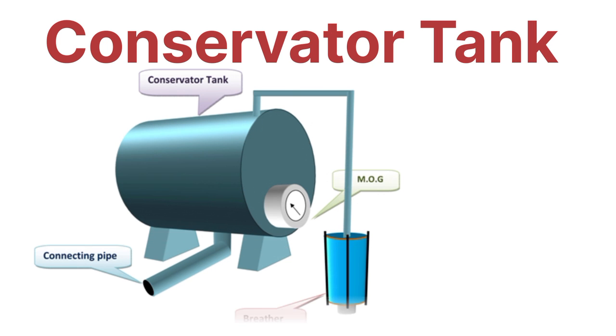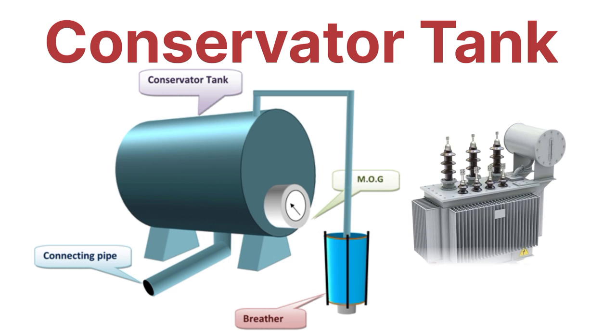So now let's talk about the conservator tank. So this is the conservator tank. You can see in the image, this is the conservator tank in a transformer. Okay, so the conservator tank is an oil storage device which is used in the transformer. This is generally used for the storing of the oil in a transformer.